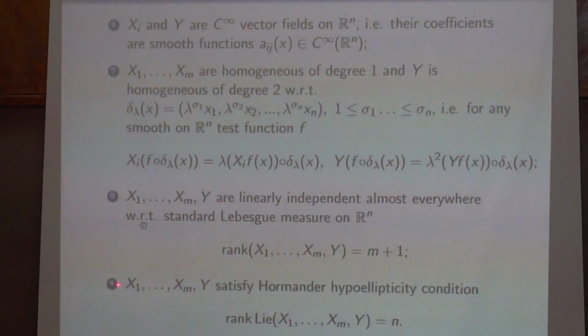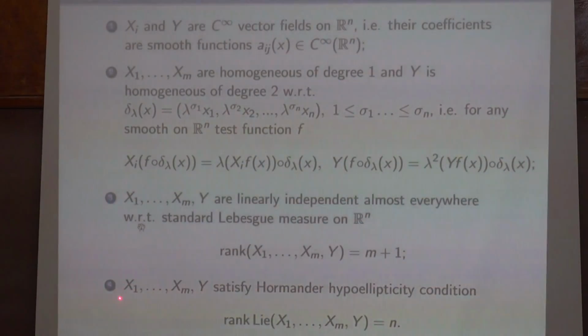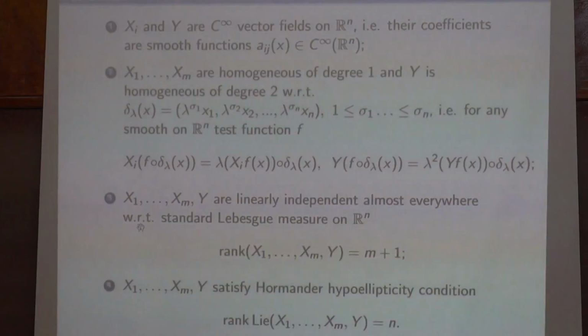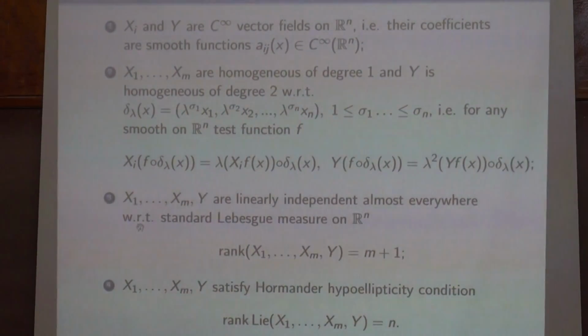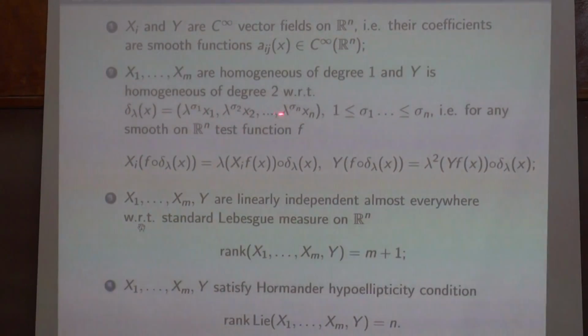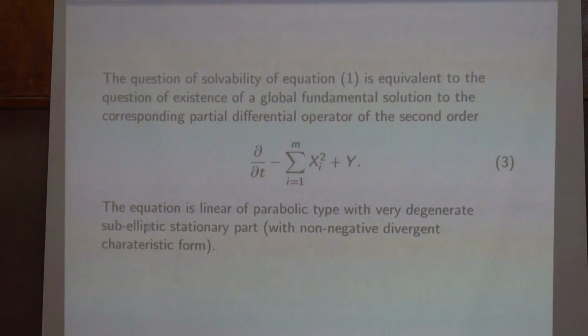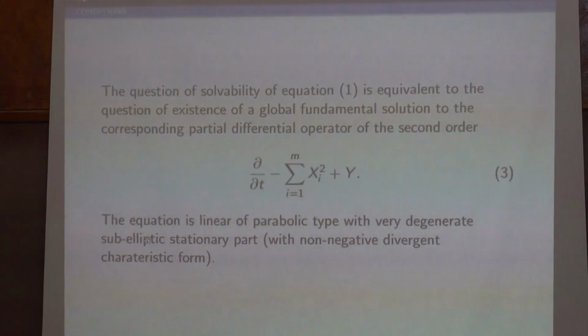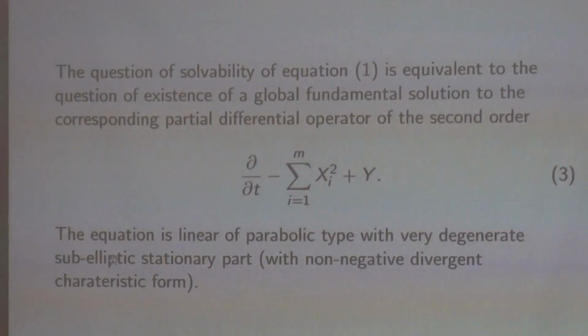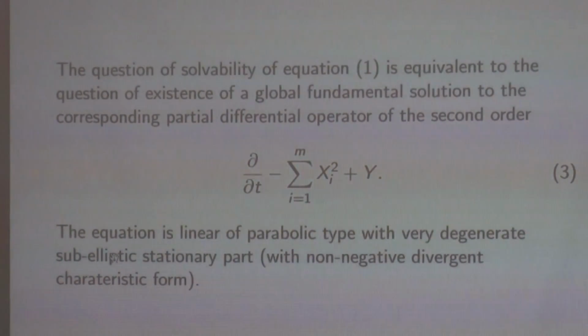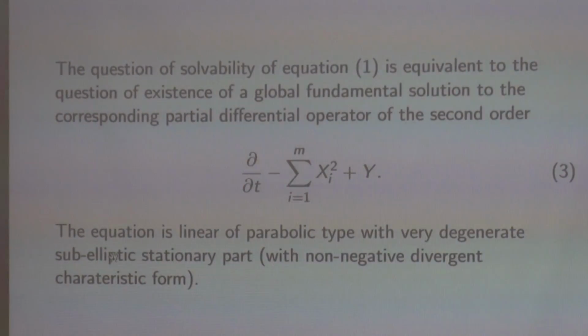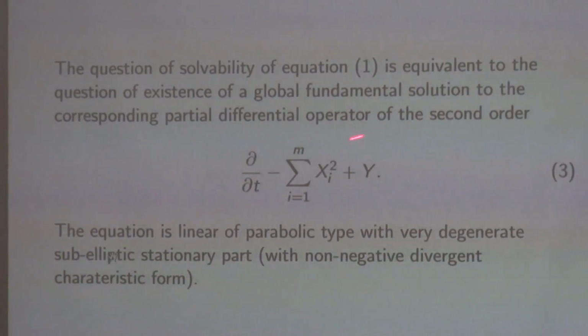almost everywhere, and the last condition is that our set of vector fields must satisfy the Hörmander hypoellipticity condition with degree n, which is the dimension, the number of our variables, x1, x2, ..., xn. So the question of the solvability of the equation we proposed at the beginning is equivalent to the question of the existence of the global fundamental solution to the corresponding differential operator of second order.